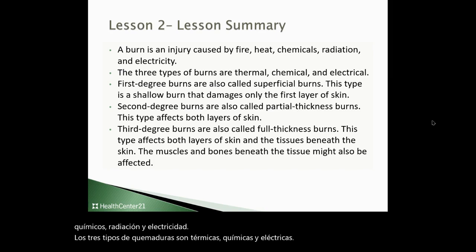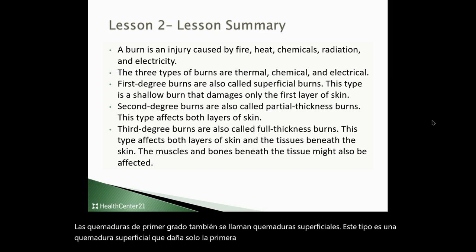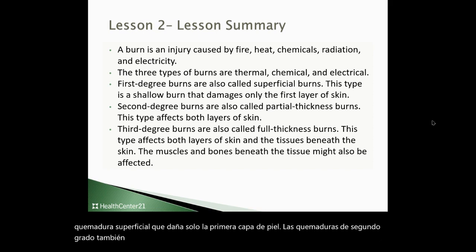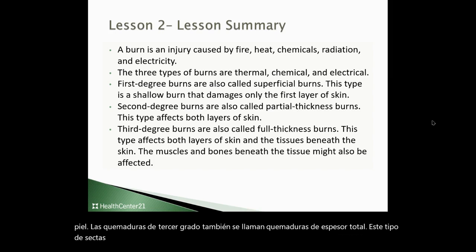First-degree burns are also called superficial burns. This type is a shallow burn that damages only the first layer of skin. Second-degree burns are also called partial thickness burns. This type affects both layers of skin. Third-degree burns are also called full-thickness burns. This type affects both layers of skin and the tissues beneath the skin. The muscles and bones beneath the tissue might also be affected.